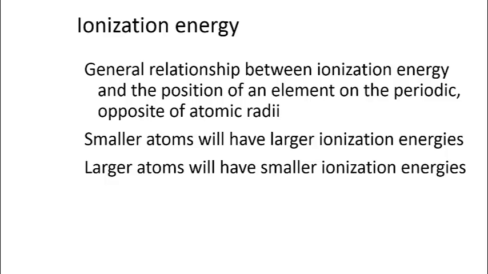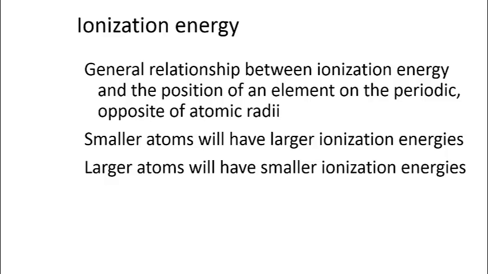The size increase in moving down a given column of the periodic table correlates with less effective nuclear charge. Remember, we said that the effective nuclear charge essentially stays the same, but the principal quantum number increases. So moving down a given column of elements, the effective nuclear charge felt by the outer shell electrons will be less.